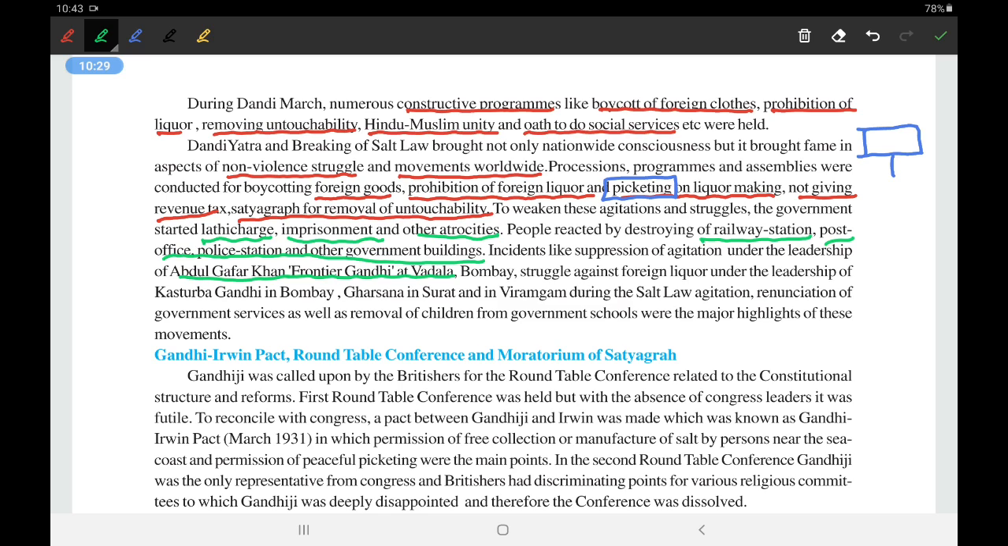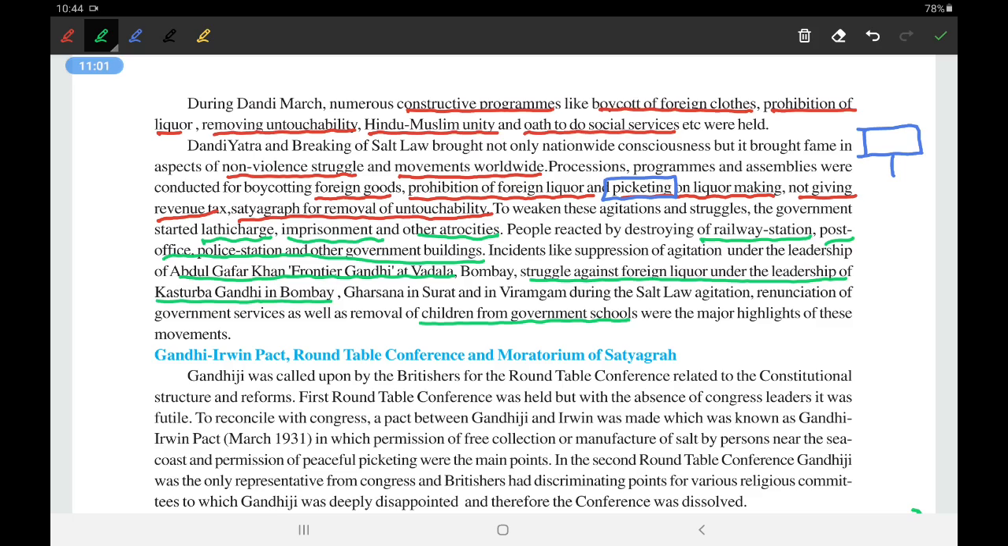Struggles against foreign liquor under the leadership of Kasturba Gandhi. See, again, the agitation against foreign liquor was started by Kasturba Gandhi in Bombay. Okay. Kharsana in Surat and Viramgam during the salt law agitation, renunciation of government services as well as removal of children from government schools were major highlights. See, people started removing their children from the government schools. These were some of the major events that took place during this particular Dandi Yatra.